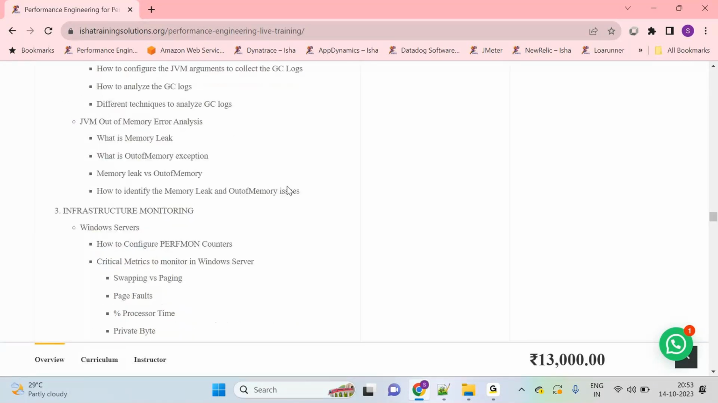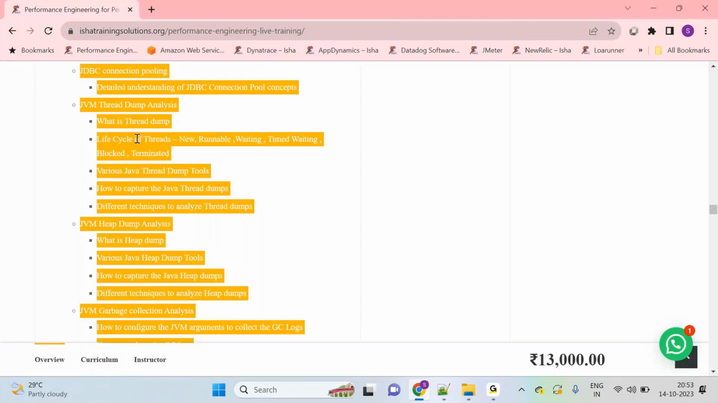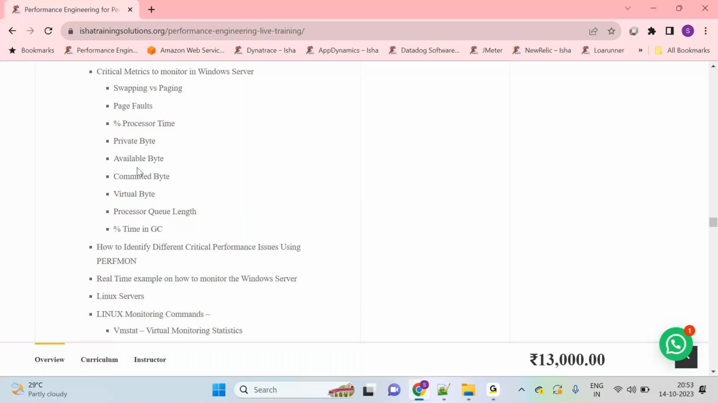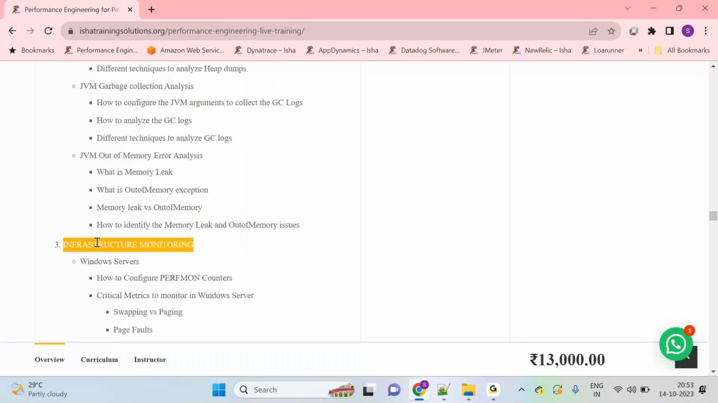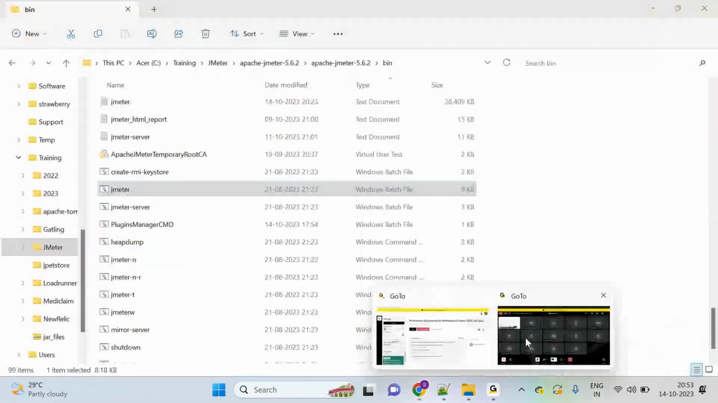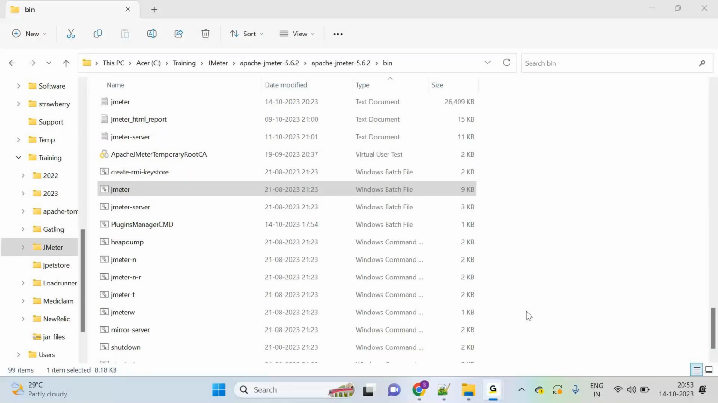This all comes under Java concepts. And straight away the second focus area is your infrastructure monitoring. Infrastructure monitoring, what is actually happening right now in the industry? I'll ask this question in the forum also. Performance testers in this forum, how many are doing infrastructure monitoring now?